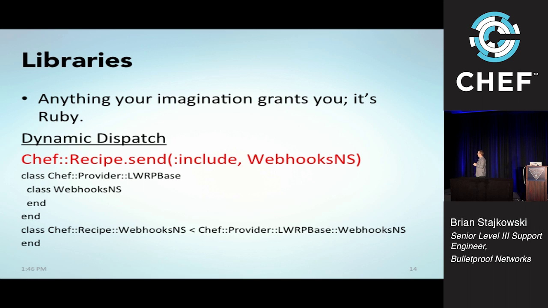You don't have to do that if you create libraries. You can actually, if you're using LWRP, you can create the namespace under chef provider LWRP base. So that in my provider file, all I have to do is say webhooksns dot whatever method I'm calling. And then if I want to include that in the recipe, all I have to do is inherit from what I created up above and add it to the recipe class as a webhooksns namespace under recipe. So in my recipe code, I can just say webhooksns dot whatever method I want to call.